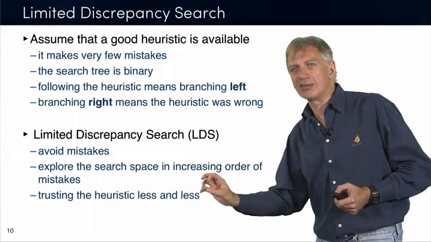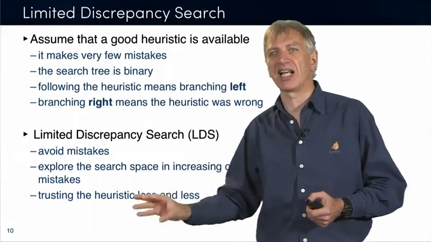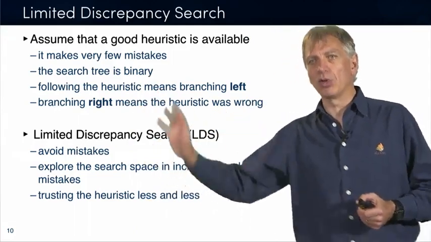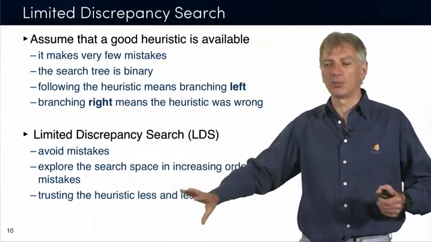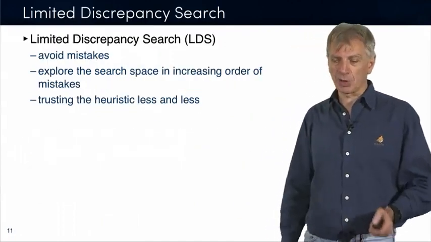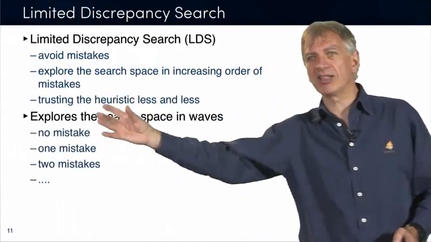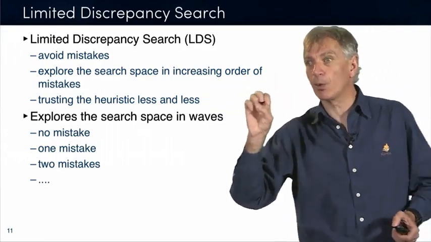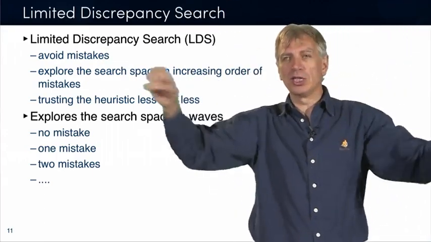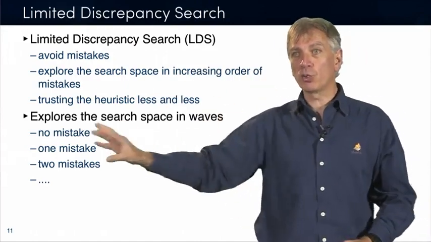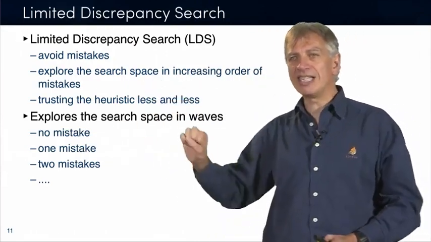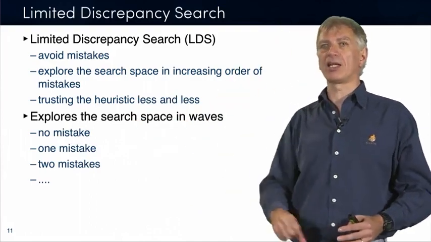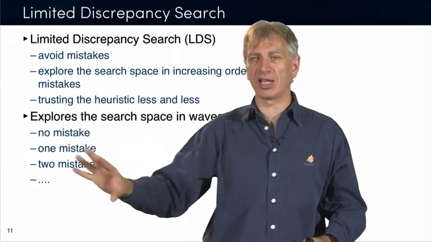And what we are doing there is really trusting the heuristic less and less. We start by trusting the heuristic, trying to avoid mistakes, and then we allow a certain number of mistakes, and then more and more mistakes until we don't trust the heuristic. So in a sense, limited discrepancy search can be viewed as a technique which is exploring this entire tree through a bunch of waves. The first wave assumes that you make no mistake. The next wave, wave number 1, assumes that you can make one mistake, and then wave number 2, 2 mistakes, and so on and so forth.